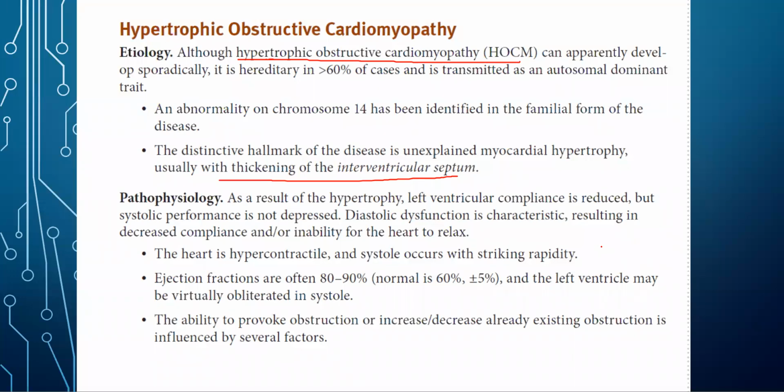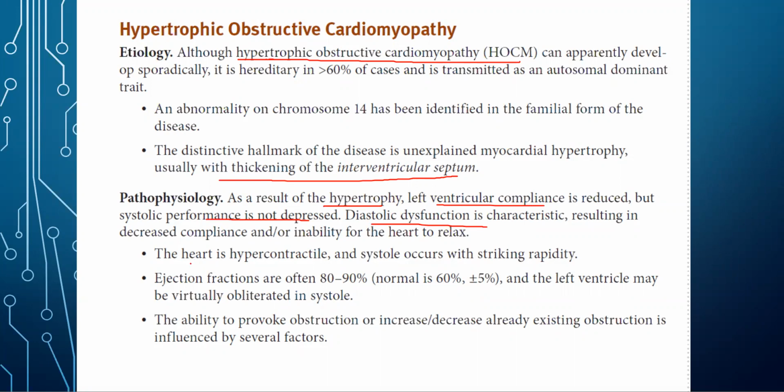So most of the time, you can also find out there is a sudden cardiac death in the family, which is a very important clue for the diagnosis of this condition. So pathophysiology is, as a result of the hypertrophy, left ventricular compliance is reduced, but systolic performance is not depressed. Diastolic dysfunction is the characteristic.